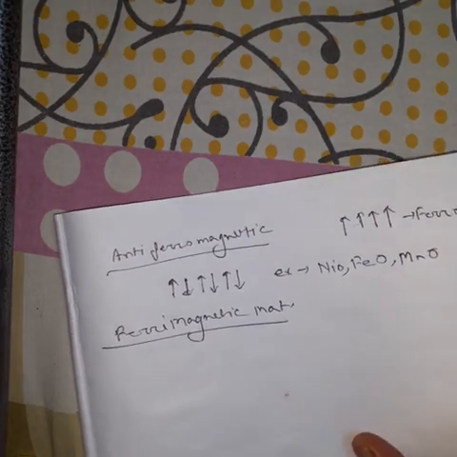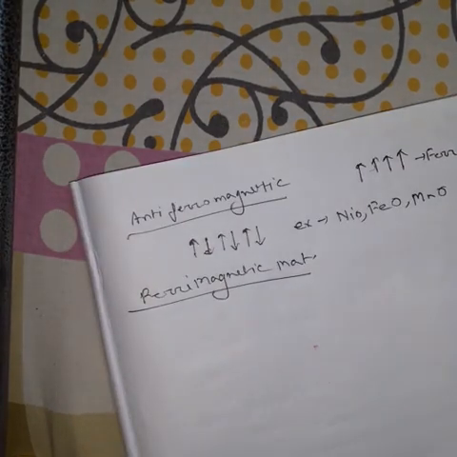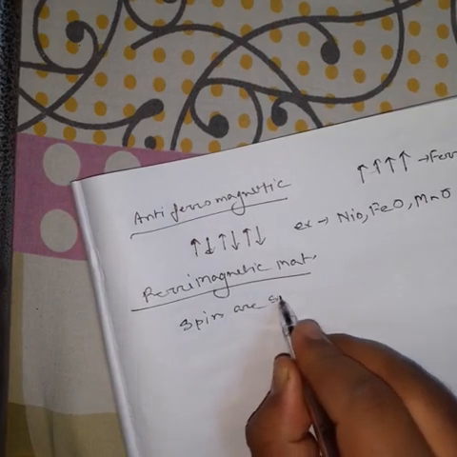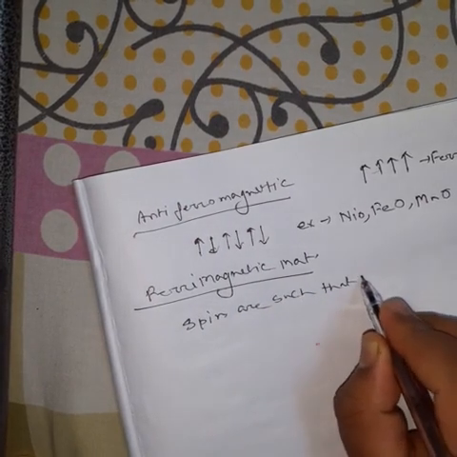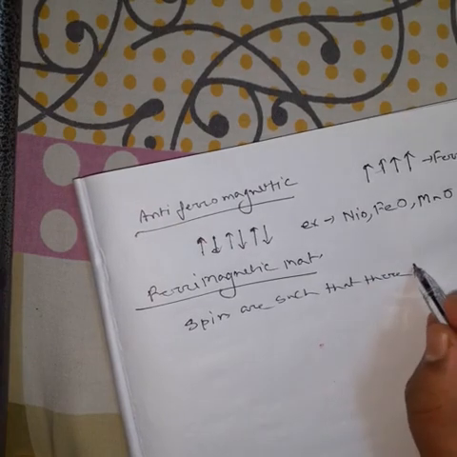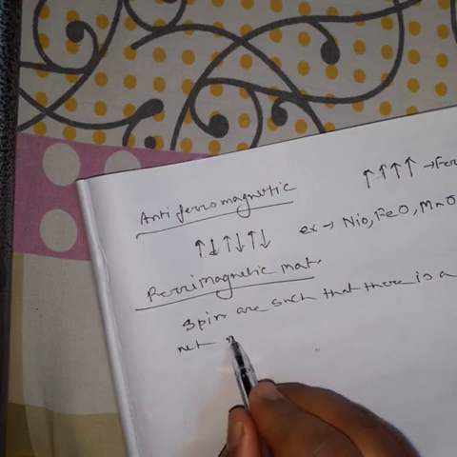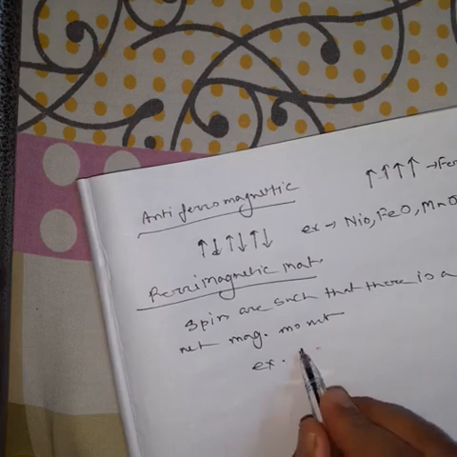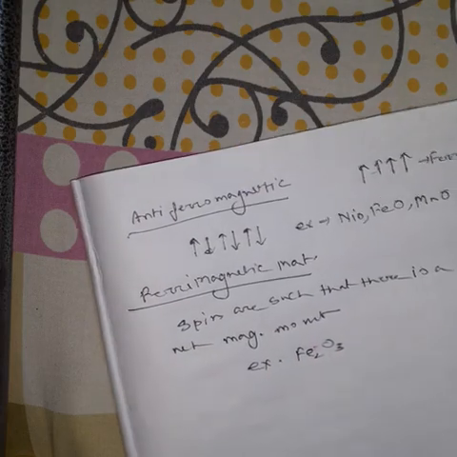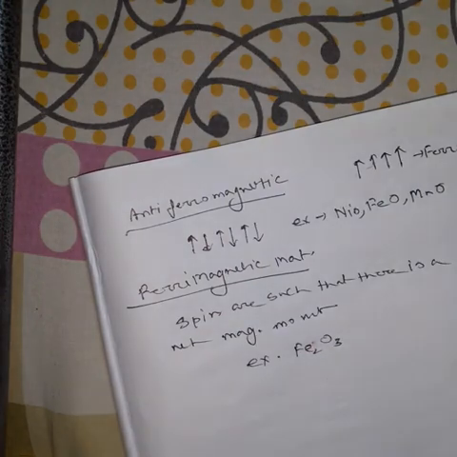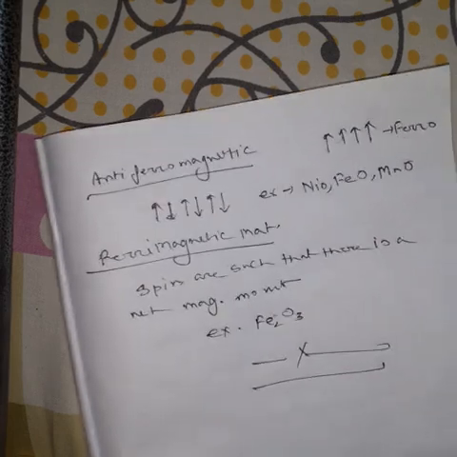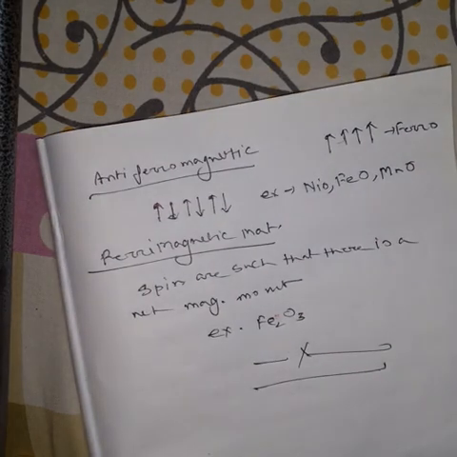Then something called ferrimagnetic material. For ferrimagnetic material, the spins of the atoms are such that, due to the spins, there is a net magnetic moment. So you just have to remember the examples and basic things, because you can expect this question in MCQ. So that is what we have in this chapter of magnetism.